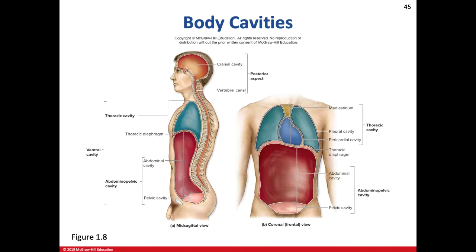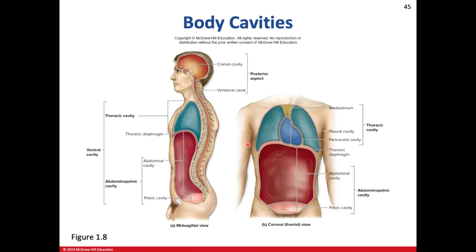So you can see the cavities here, right? Let's get the laser pointer up again. You could see the dorsal cavity, which is made up of the cranial cavity and the vertebral canal, right? And then there's the thoracic and abdominal pelvic cavity, which can be split into the abdominal and the pelvic cavity, right?